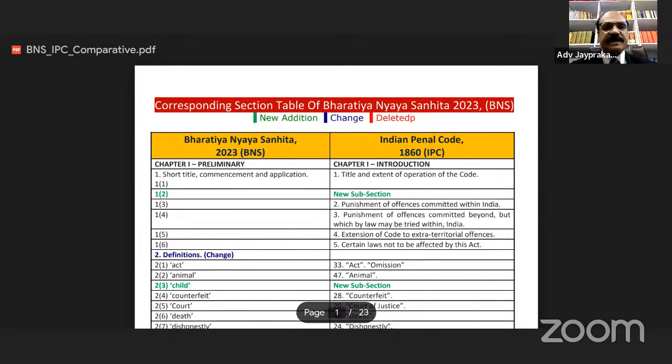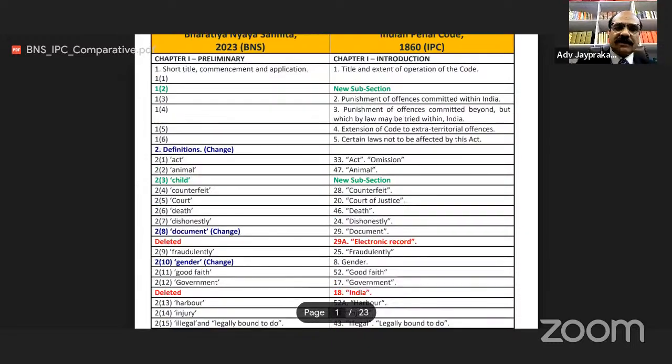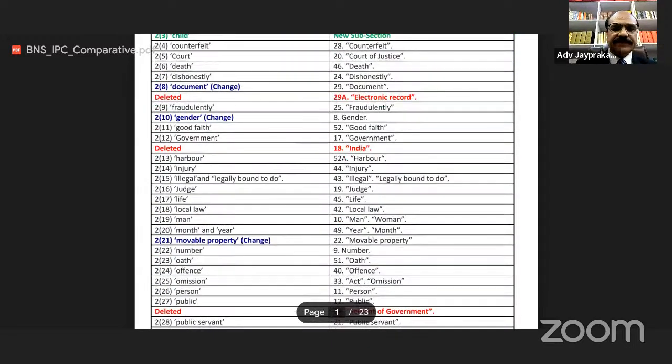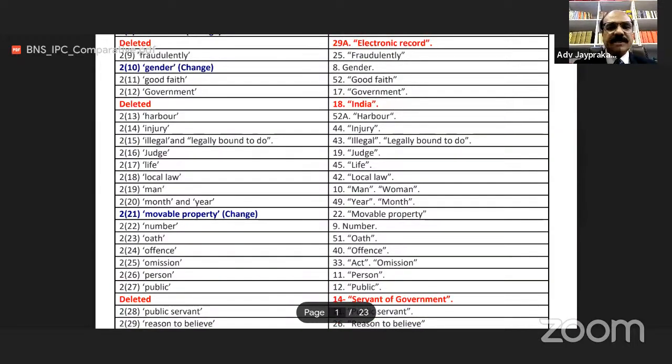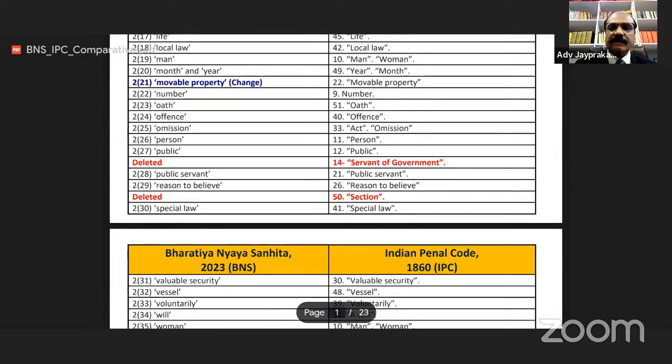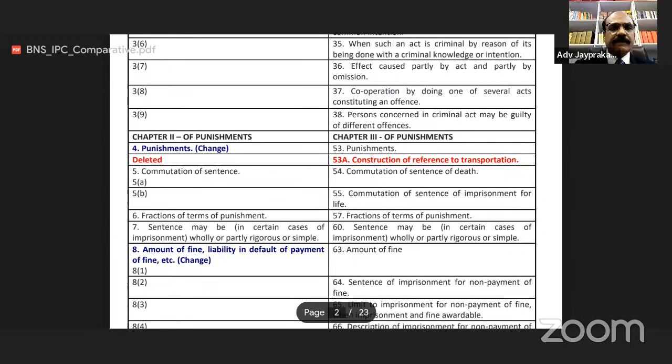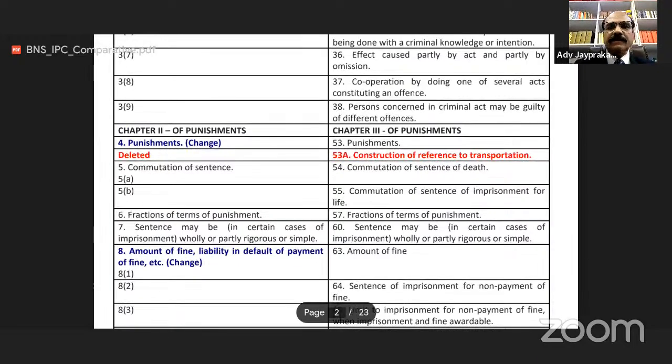Today I will give some tips of legal practice also, at the end, and some in between also, because continuous reading of the sections may be a boring subject.